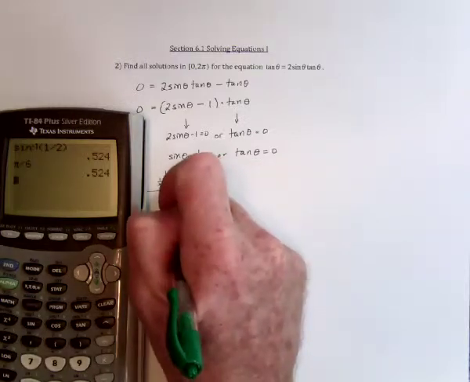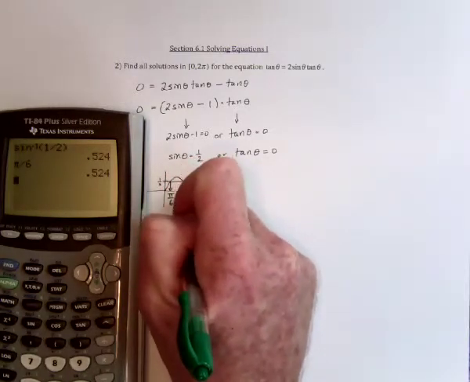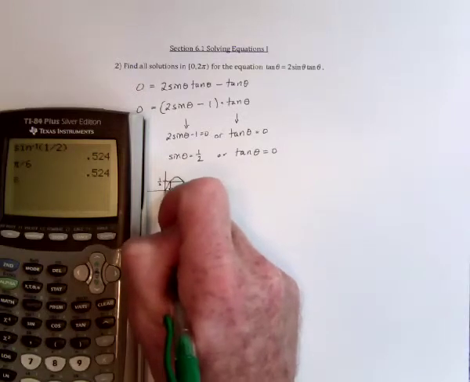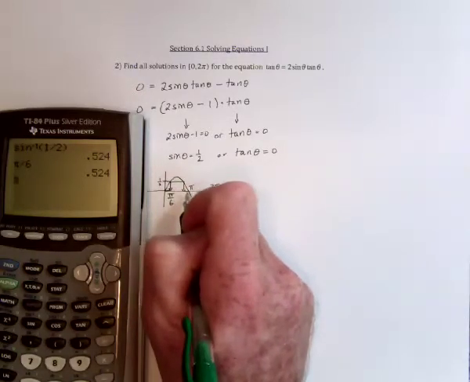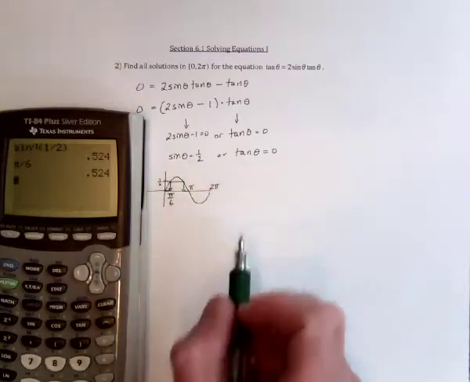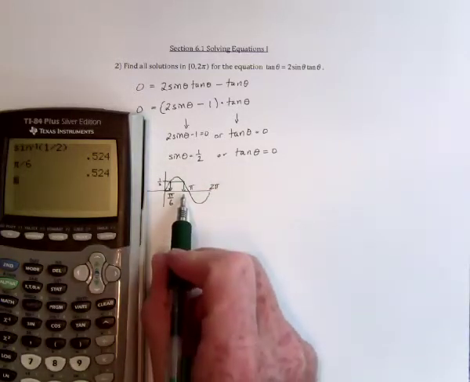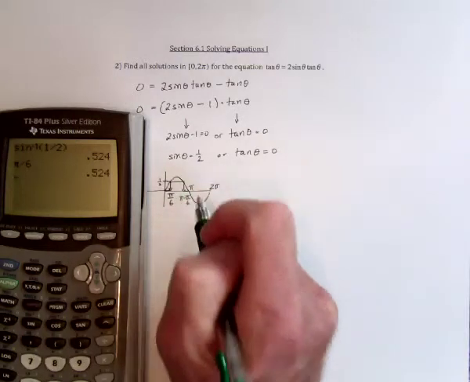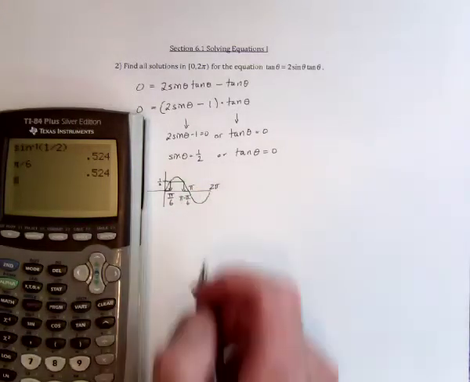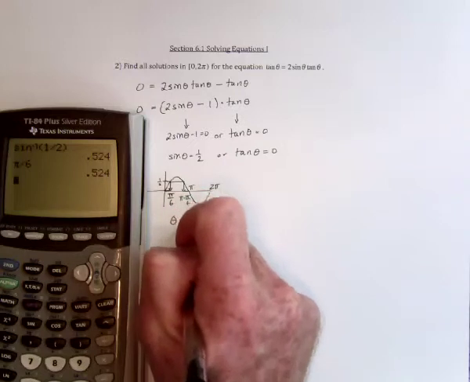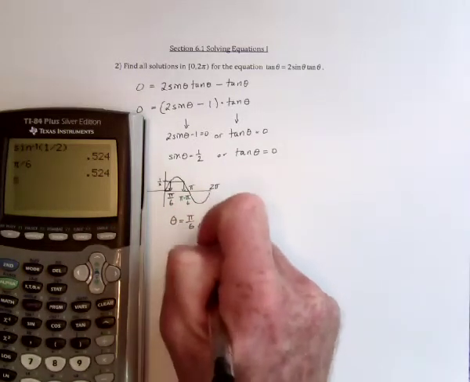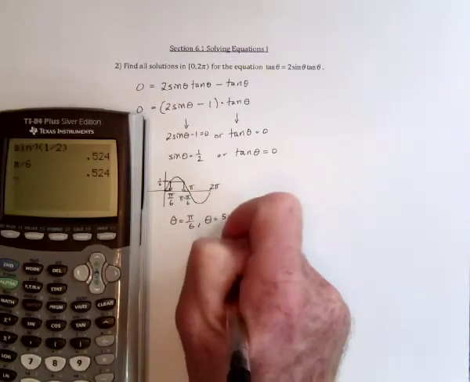And then over here, just to the left of pi, there's another possibility. And so by symmetry, this is a length of pi over 6. This has to be a length of pi over 6. So for this one, it's going to be pi minus pi over 6. So we've got theta is equal to pi over 6. Theta is equal to 5 pi over 6.